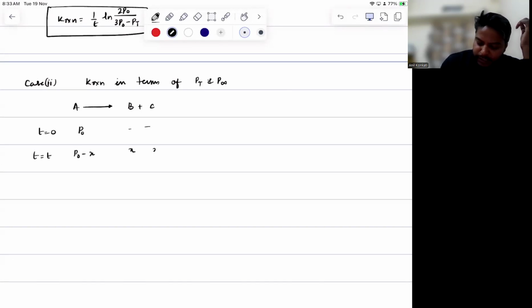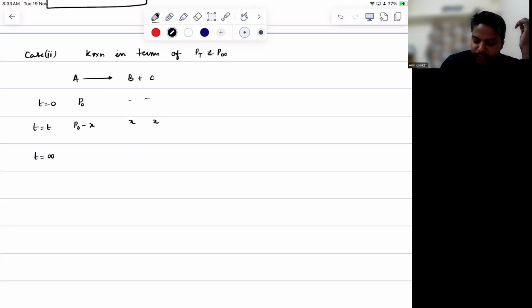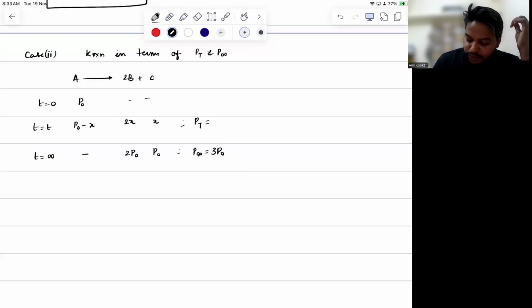See, at infinite time, you will not have any A left and everything will be converted into 2 P naught and P naught. So this total pressure is what we call P infinity. So P infinity is this total pressure, which is 3 P naught. And P total in this case will be equal to P naught plus 2x.